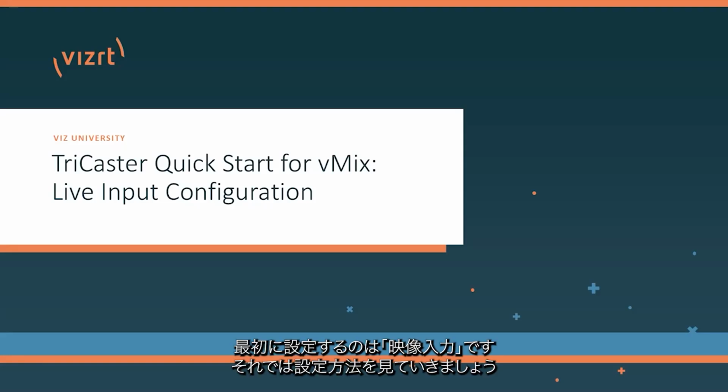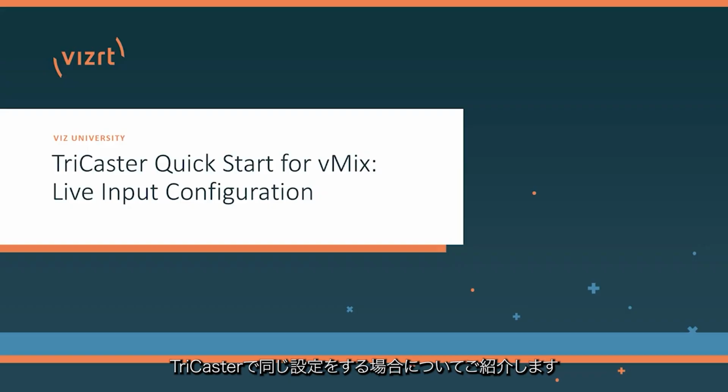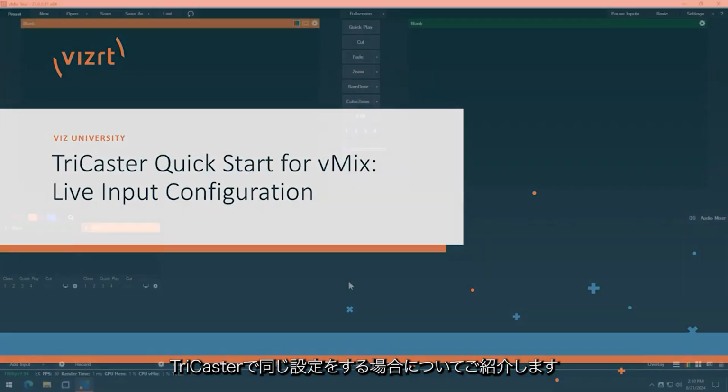One of the first things we need to get set up in our systems is some live video inputs. So let's take a look at how we would set up a hardware input, an NDI input, and a streaming IP format like SRT into vMix, and then how we would do the same thing in TriCaster.